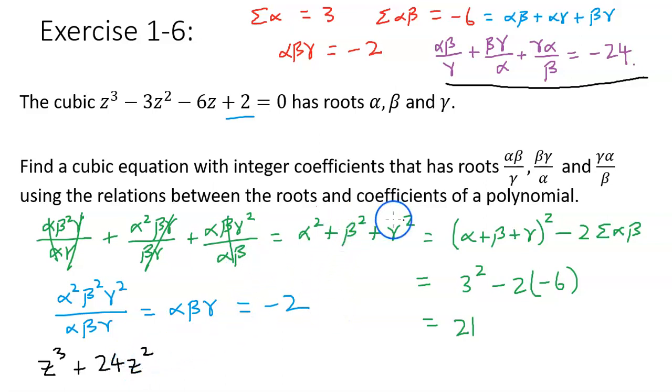And then we found that the sum of all pairs of products of the roots is equal to 21. So that is also going to be the coefficient of our z. And then finally, all three of the roots multiplied together is -2, which is going to be the negative of our constant coefficient. So our constant coefficient is going to be +2. And then that's, of course, equal to 0. So that should have these roots here by Vieta's formulae.